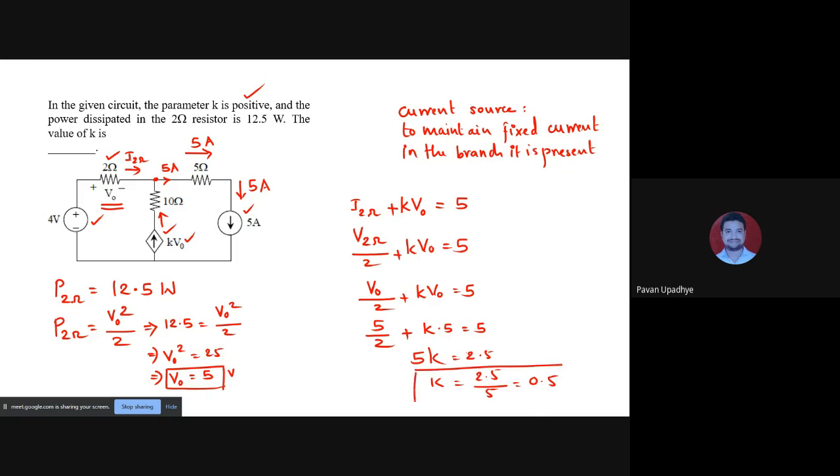So it was a very simple numerical. The only thing was we had to understand the distribution of current, and we have to understand this very clearly: the significance of current source, or the important property of current source. Current source maintains the constant current in the branch where it is present. Okay, I hope this is understood.